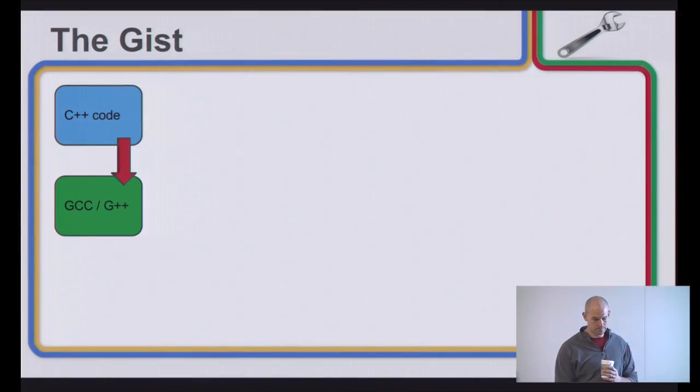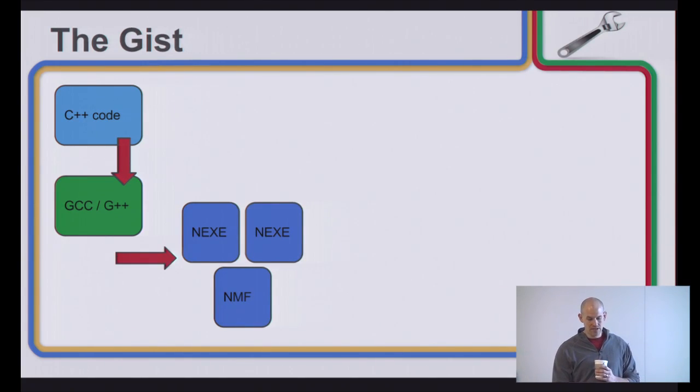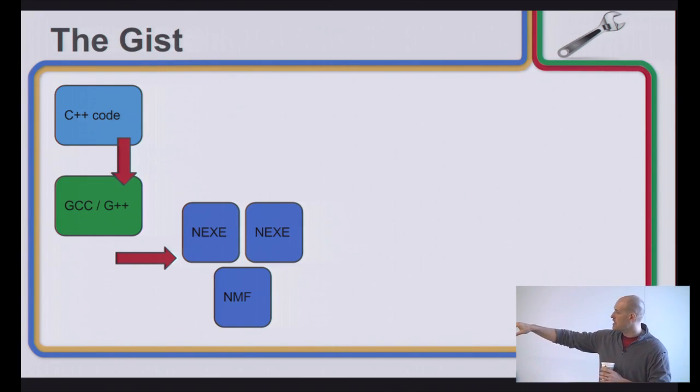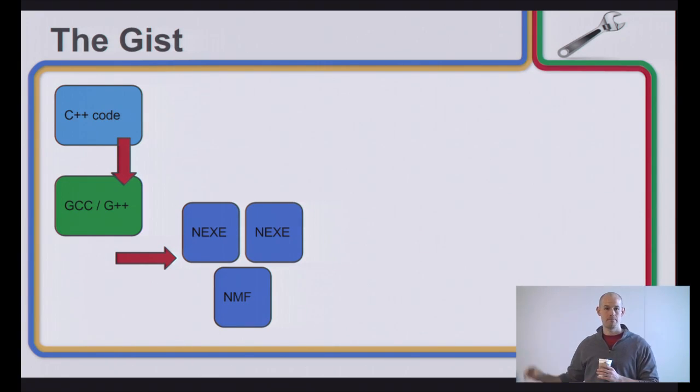So here's the gist, right? It all starts with your C++ code. Native Client provides in the SDK a version of a GCC and a G++ compiler that produces safe, portable x86 code. This is provided in the form of NEXEs, or Native Client executables. In addition to this, we'll produce one for 32-bit and 64-bit architectures, as well as an NMF file, or a Native Client manifest file. The manifest effectively lists which architecture goes to what file path for what executable, right?